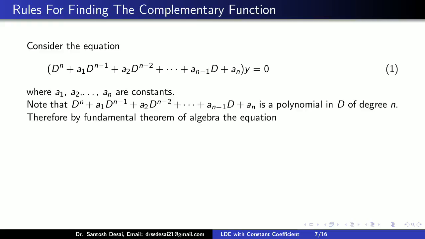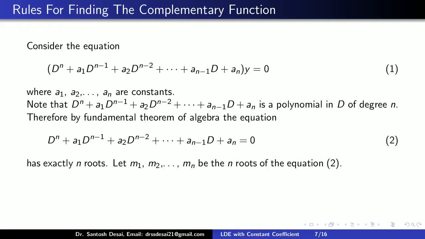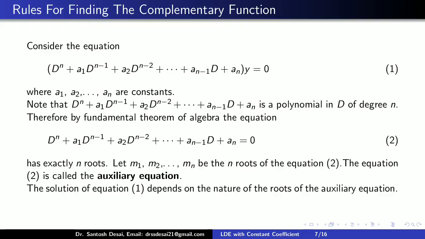So therefore by the fundamental theorem of algebra, the equation D^n + a1 D^(n-1) + and so on + an = 0 has exactly n roots. So let m1, m2 and so on, mn be the roots of equation 2. Equation 2 is called the auxiliary equation. Now the solution of equation 1 depends on the nature of the roots of the auxiliary equation. So the following are the various cases.